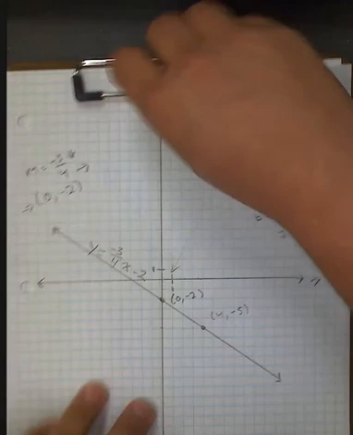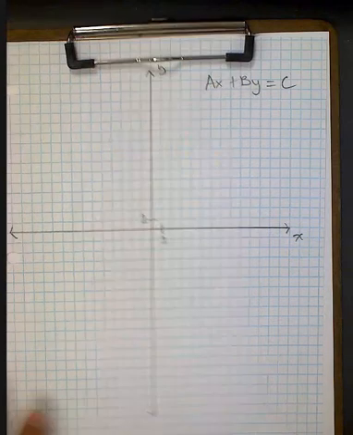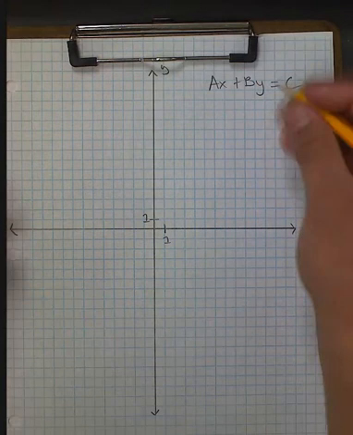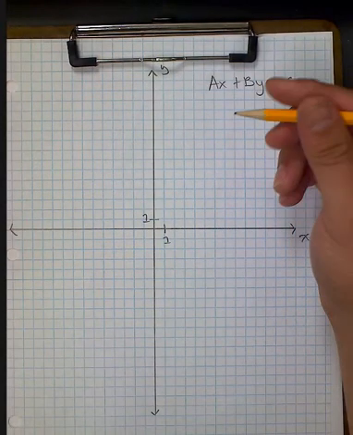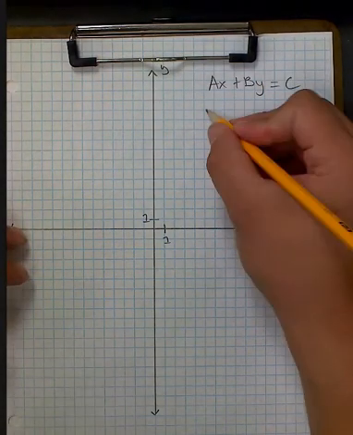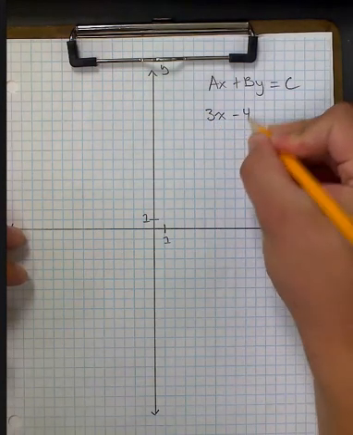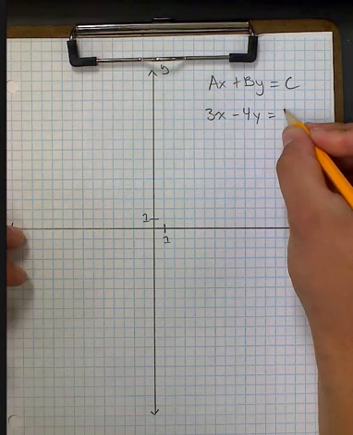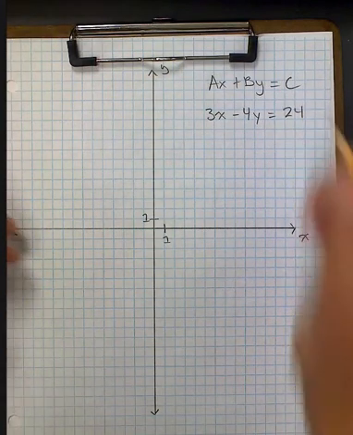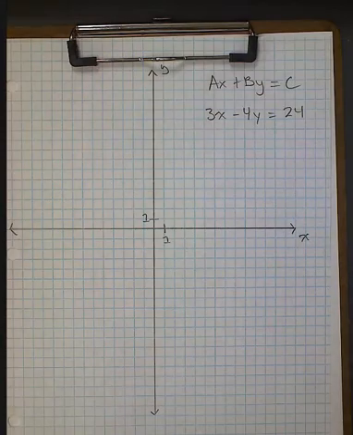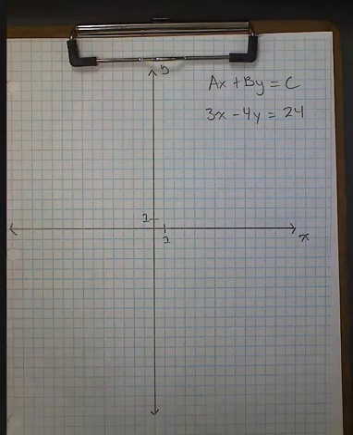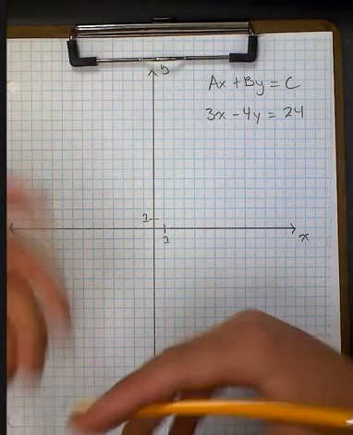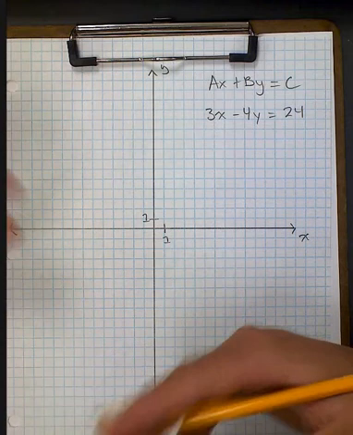Let's go on to standard form. Okay, standard form is ax plus by is equal to c. Here is an example of a line that's in standard form. 3x minus 4y is equal to 24. The way I do this, it's really easy, is you can always obviously solve this for slope-intercept form, solve for y, but I think an easier way for this is what I call the cover-up method.